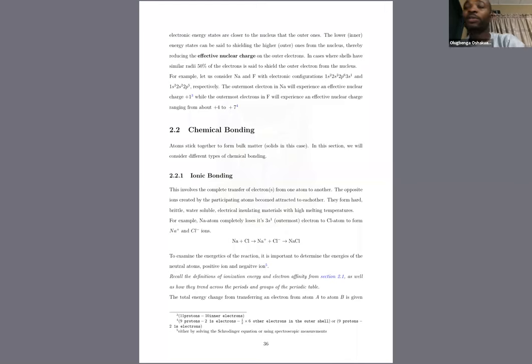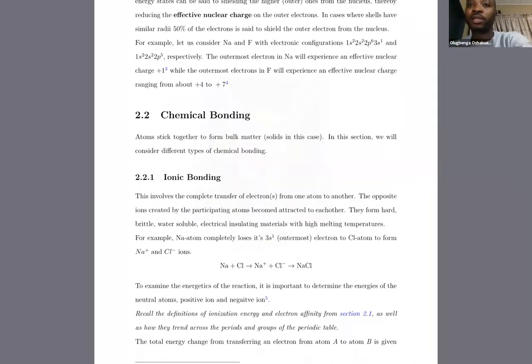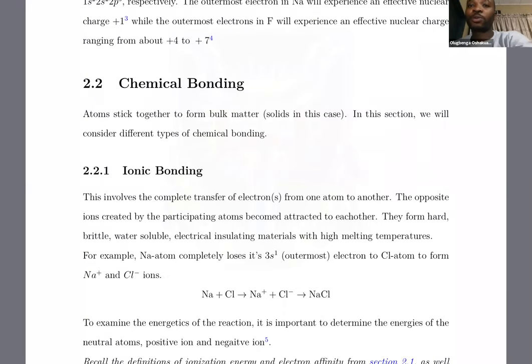Hello, everyone. Welcome to the concluding part of lesson two. We will be talking about chemical bonding. During our class, we spoke about different types of chemical bonding, and the first one is ionic bonding. I mentioned that ionic bonding involves the complete transfer of electrons from one atom to another.